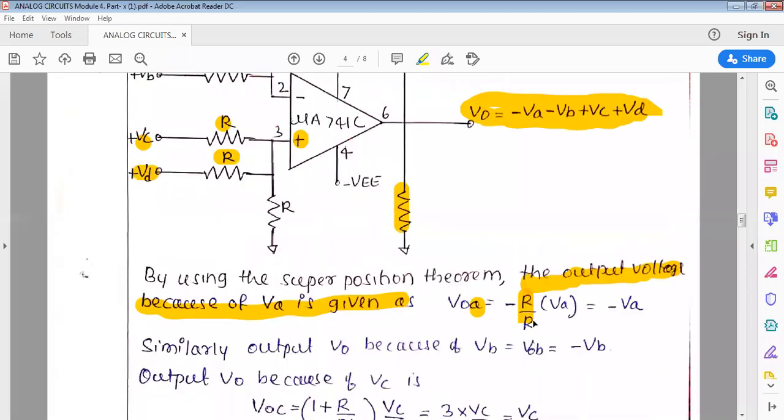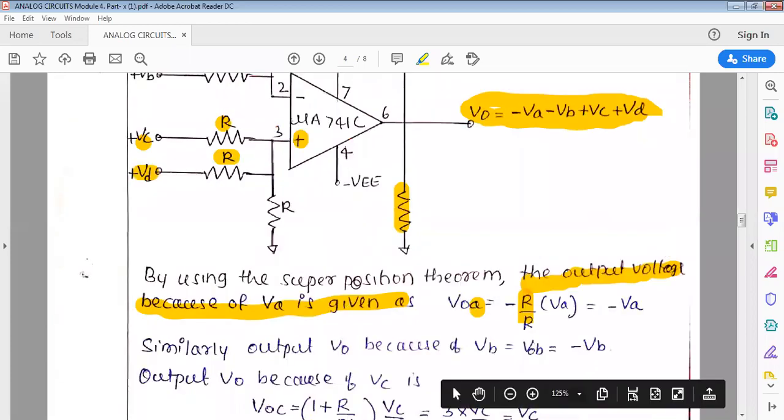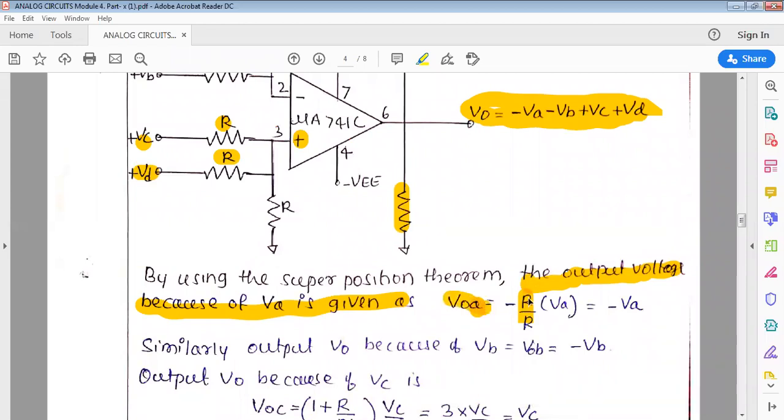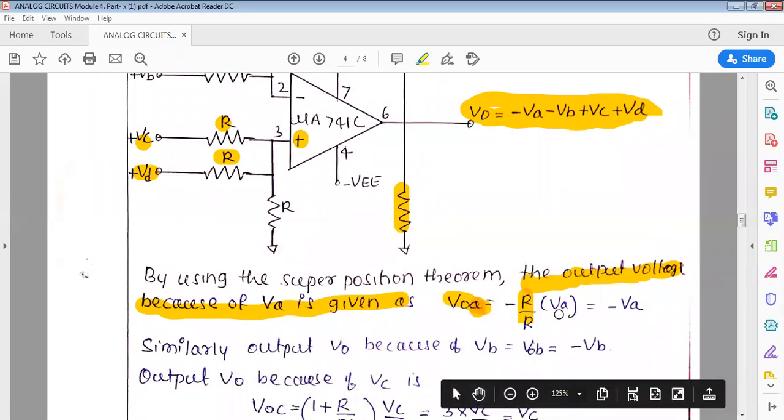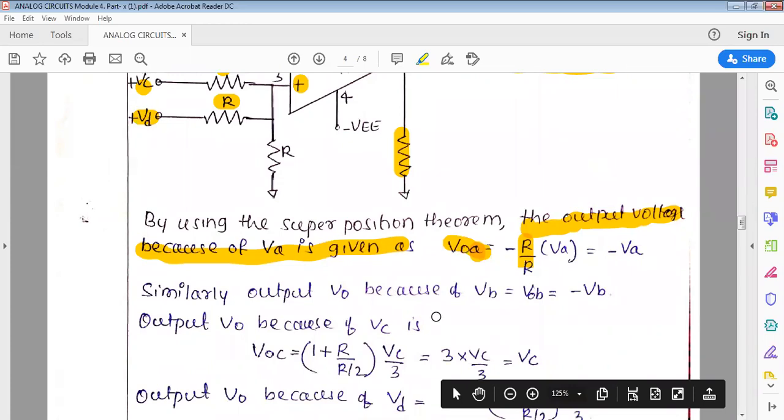So the output voltage only because of VA is given by V naught A equal to minus R by R into VA. So this will get cancelled out, and the part that we are left with is minus VA. In the similar way, I need to consider the output voltage because of VB, VC and VD.